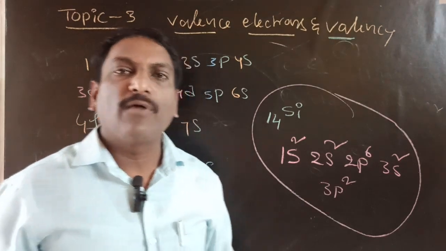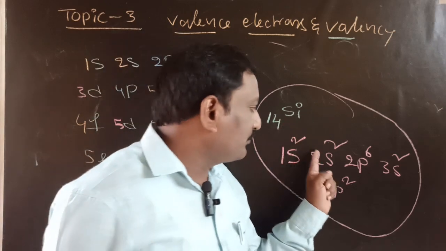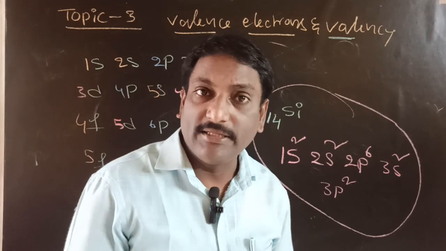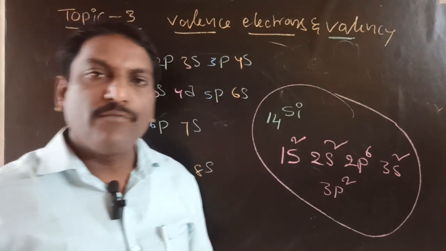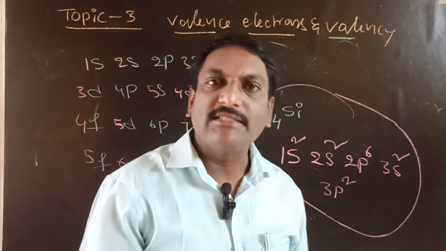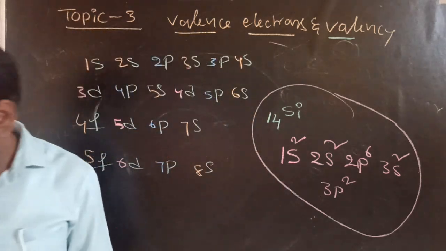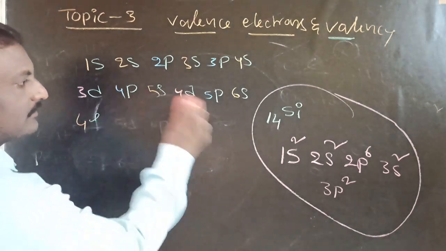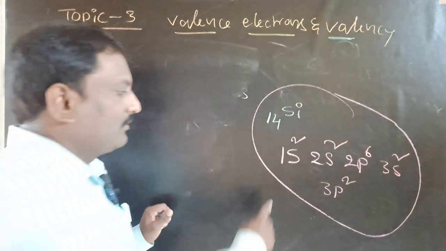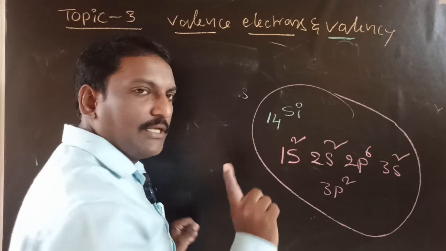So if you want to find out valence electrons, we have to know the electronic configuration. If you know the electronic configuration, then you will be able to understand how many shells are there in the particular element. If you know the shells in the particular element, then it's very easy to find out which one is the valence shell and how many valence electrons are there. Right. Silicon electronic configuration: 1s2, 2s2, 2p6, 3s2, 3p2.